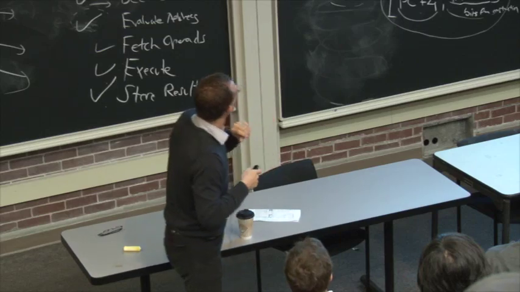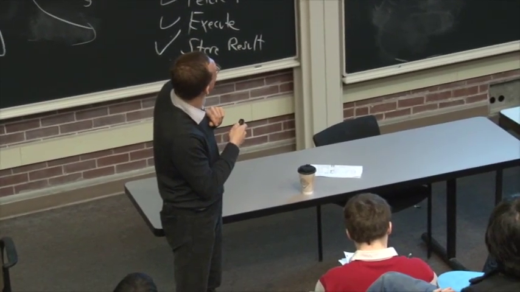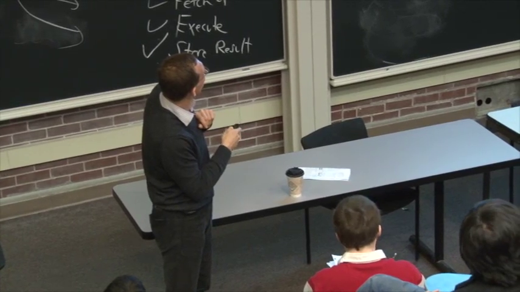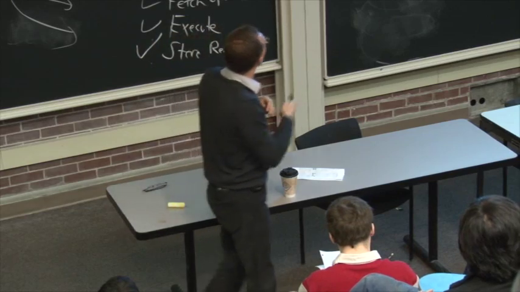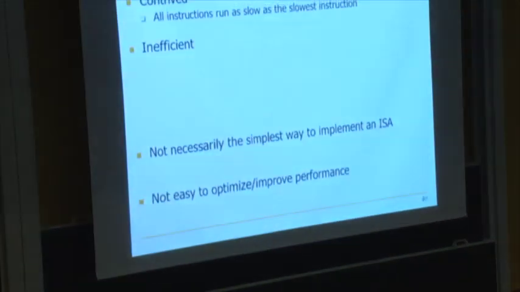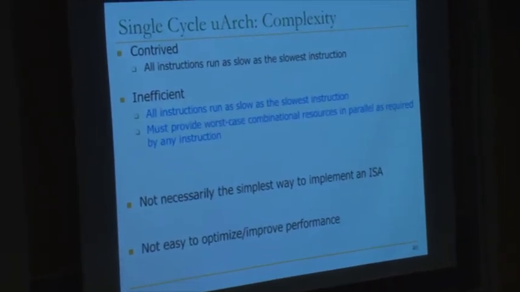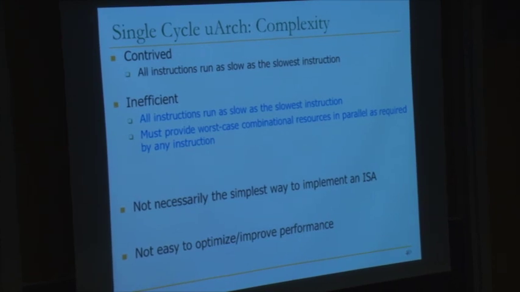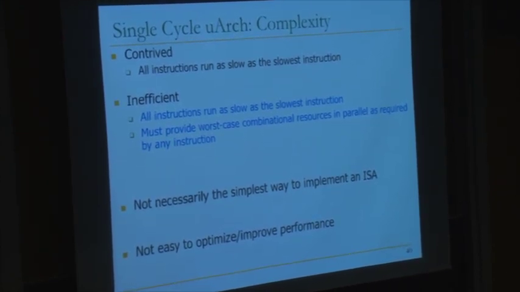Okay, so let's wrap up single cycle microarchitectures. The main problem is it actually looks simple, but it's very complex to design. First of all, it's contrived. All instructions run as slow as the slowest instruction. But this leads to inefficiencies also in the microarchitecture. Not only that, but now you must provide the worst case combinational resource in parallel as required by any instruction, right?